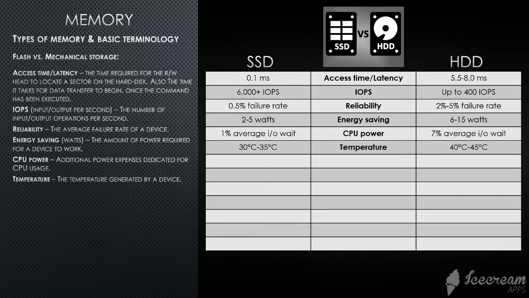The next is of course the temperature. This attribute corresponds to the temperature generated by a device. If you care about your device's lifespan, temperature is also an important consideration. Temperature levels generated by devices can also impact their reliability and increase their failure rate. As you can see on the chart, SSDs produce less heat than HDDs, therefore they are less susceptible to over-temperature failures.